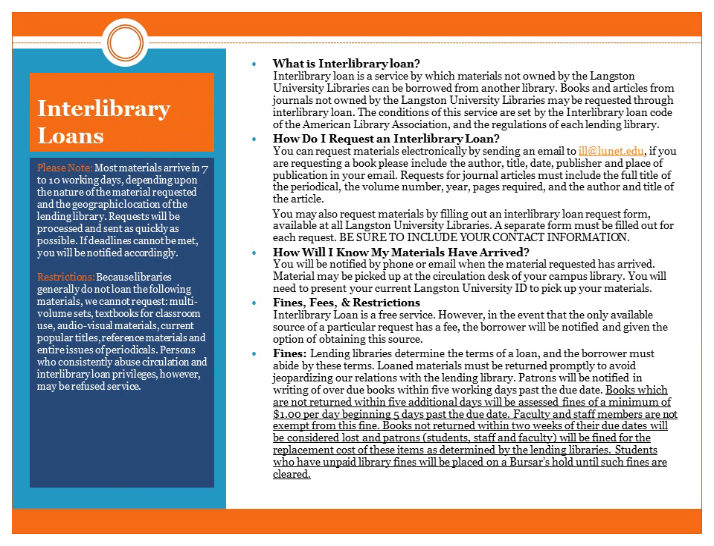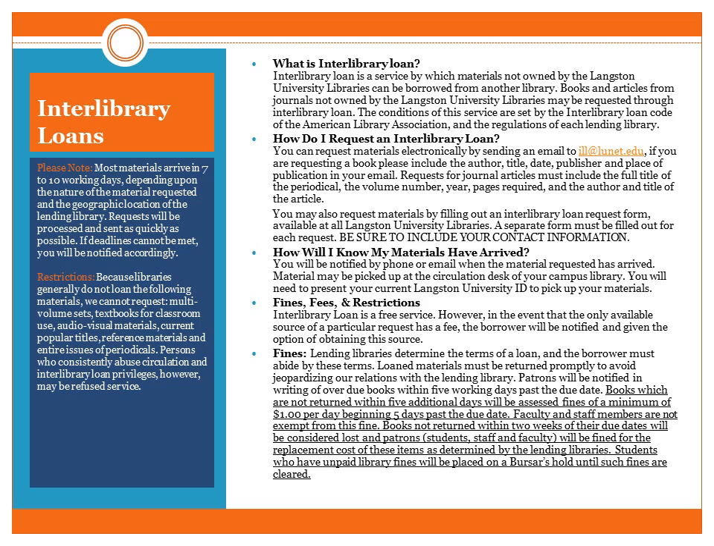If Langston Libraries don't own the material that you're looking for, we can do what's called an interlibrary loan. An interlibrary loan is when we go ahead and request a book or journal article from a different library. And you can go ahead and make one of these requests by sending an email to ill@lunet.edu, or you can come into any of your libraries to do this.